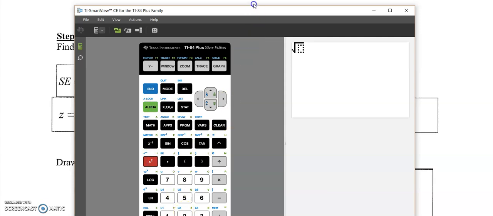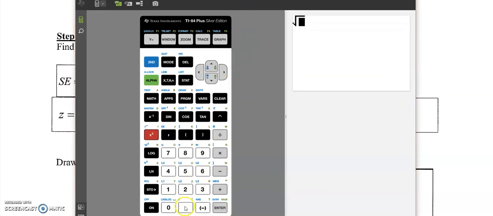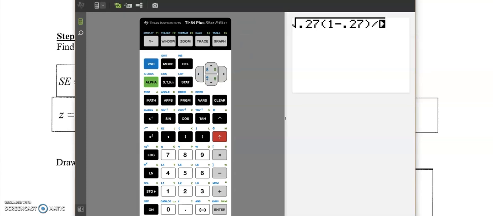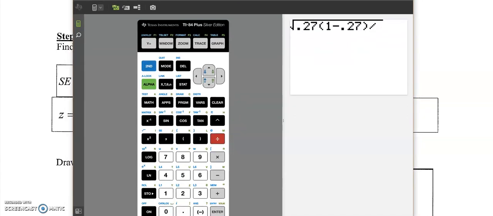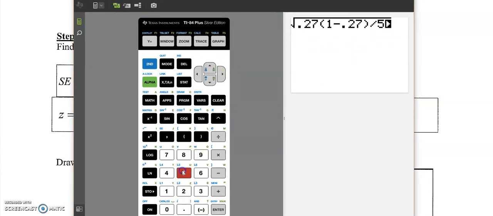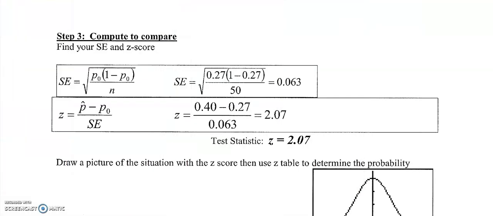We do square root, second x squared. We're going to do 0.27, parenthesis, 1 minus 0.27, close parenthesis, divided by n, which is 50. So it follows the same formula. Make sure everything is under the square root, and you will get 0.0628 if we round to 4 decimal places. Here I rounded to 3, 0.063.